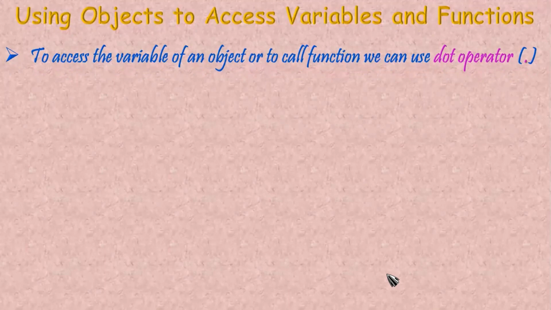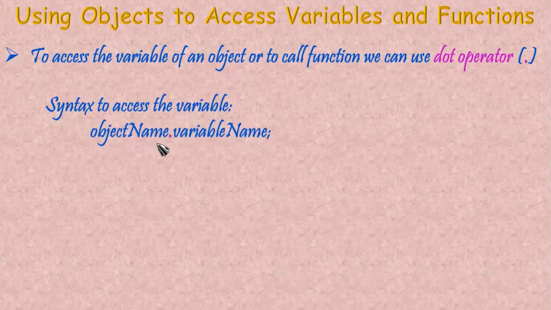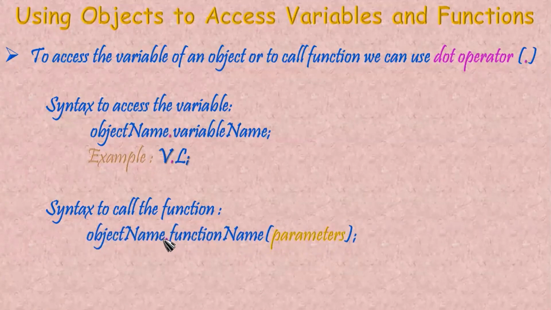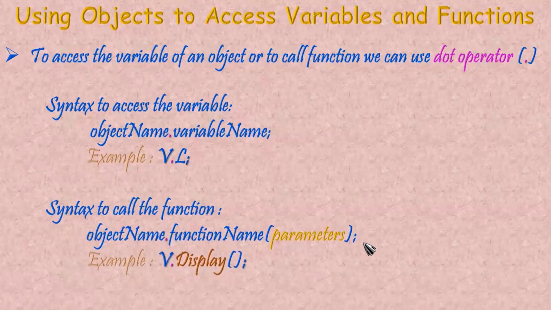To access the variable of an object or to call a function, we can use the dot operator. Syntax to access a variable is object name dot variable name and then we terminate. Example, V is the object name and then dot L is the variable name. We terminate this. Syntax to call the function: object name dot function name, and if any parameters are available they will be given inside the brackets, and then we terminate. For example, V dot display() and then we terminate. As there is no parameter, it is empty here.